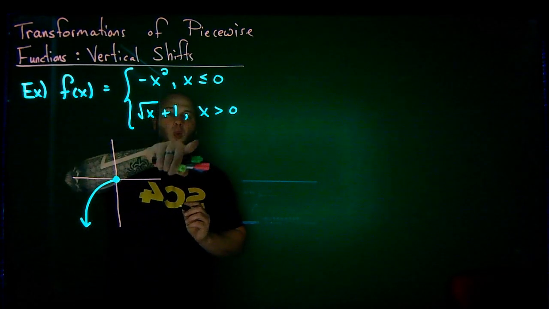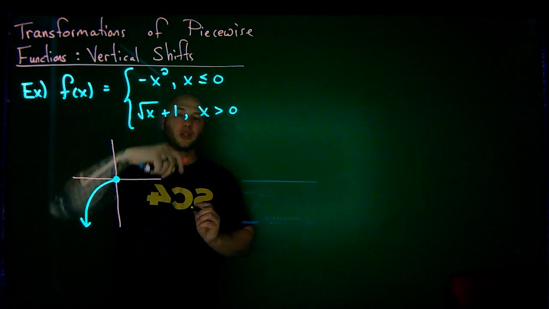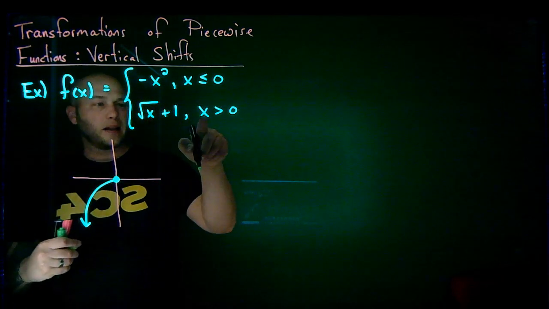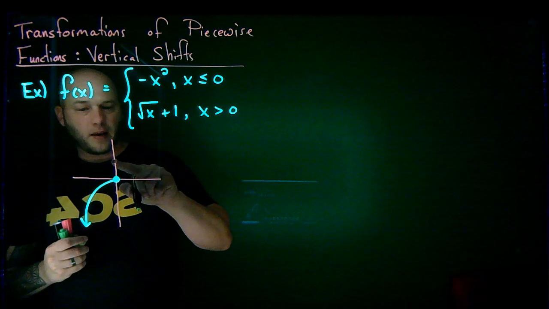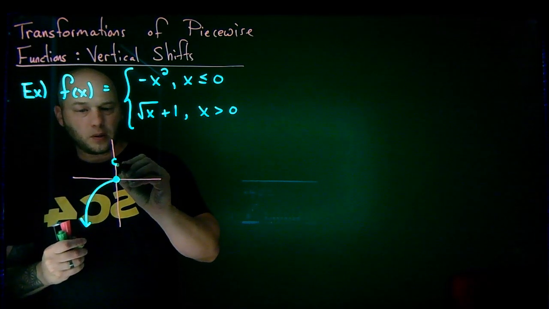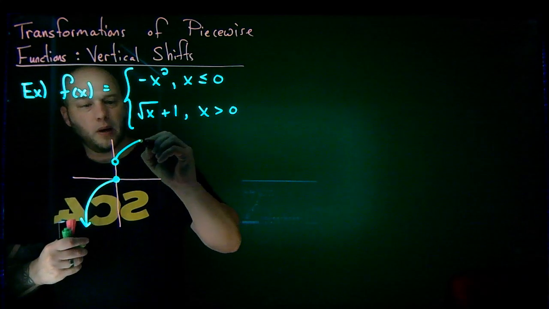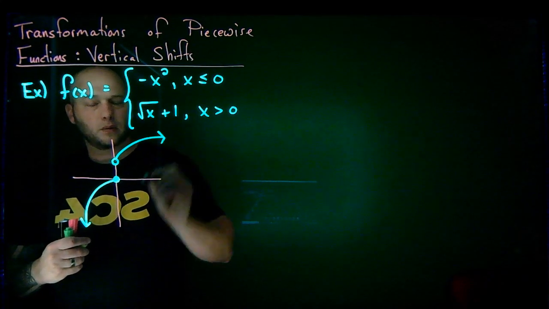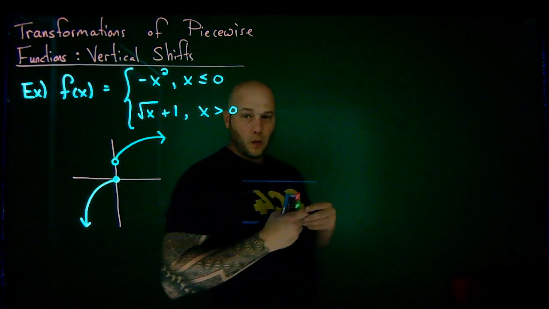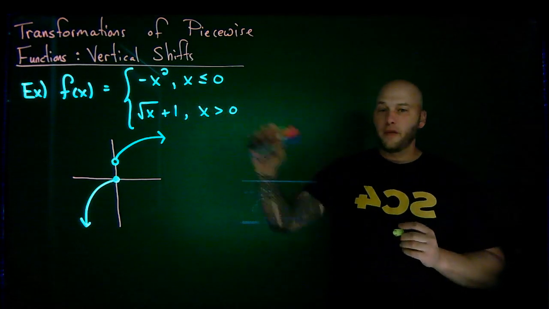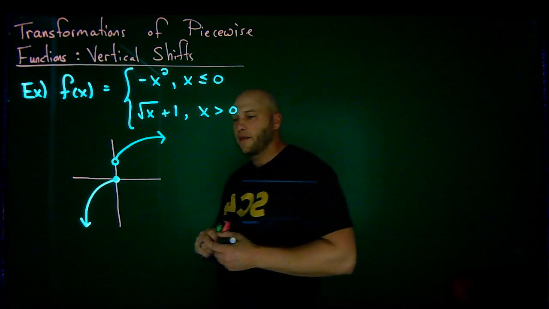Square root of x plus 1, remember this plus 1 is a vertical shift of the base function. I'm not including 0. That means I would have a hole at the y-intercept, and then the graph would continue on like this. All right, this is the graph of that function f of x.